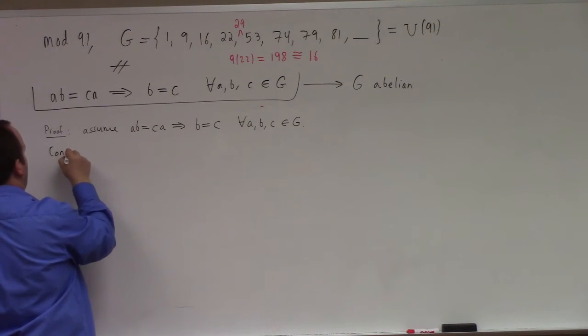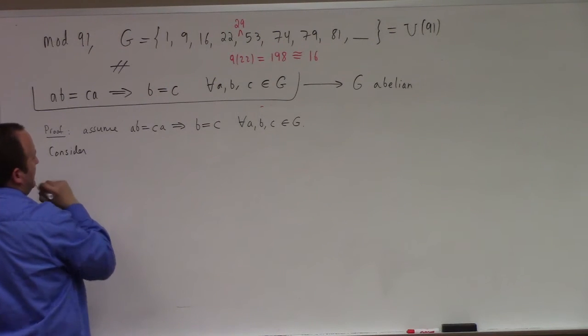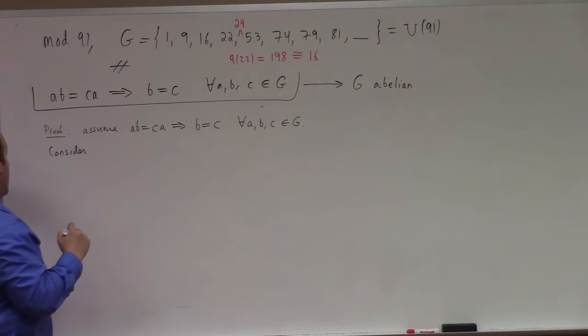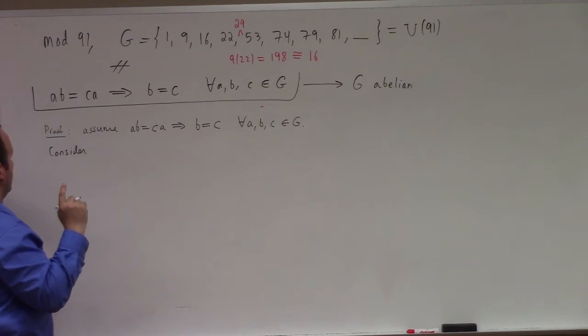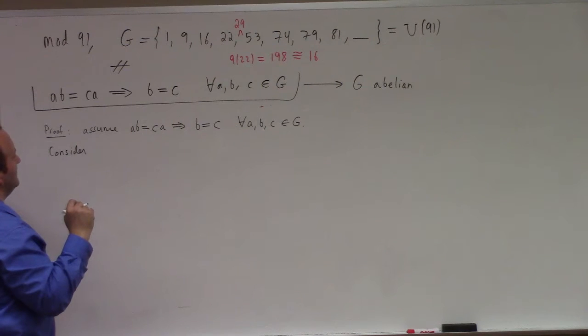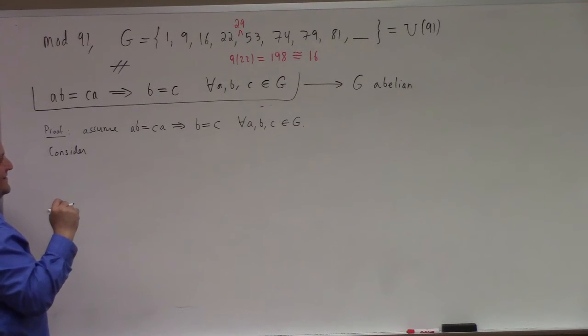So you're like, consider. What did you say to do? I just didn't hear you. It said set what? Yeah, but you can't just assume what you're trying to prove. I mean, you're just saying assume AB equals BA. That's what we're trying to prove. You can't just say, well, suppose the group's abelian. Oh, it's abelian.